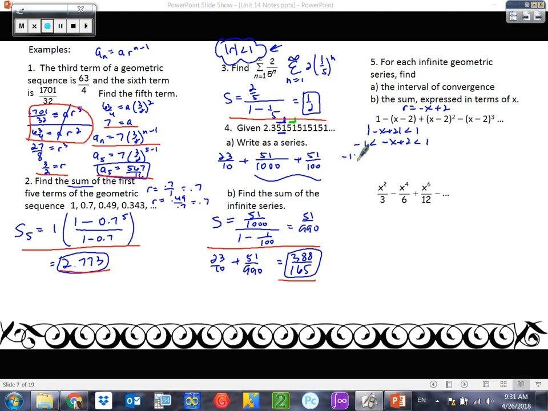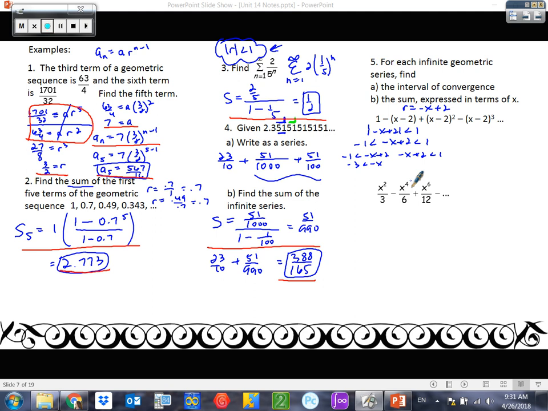So negative 1 less than negative x plus 2 is one inequality I need to solve. The other one is negative x plus 2 is less than 1. Okay, those are the things that I need to solve. So I move the 2 over. It becomes negative 3 less than negative x. Now we know dividing by negatives causes craziness, right? We have to flip the sign.